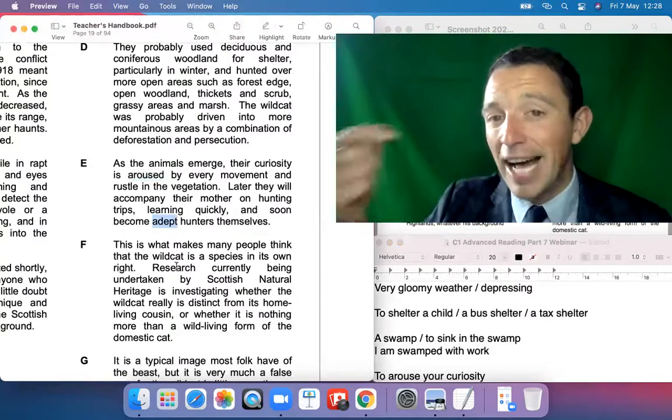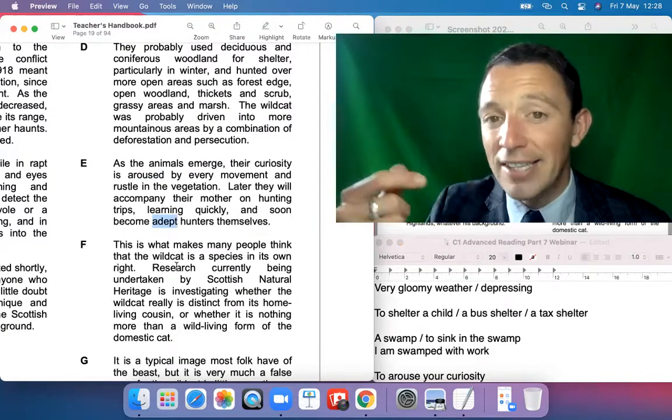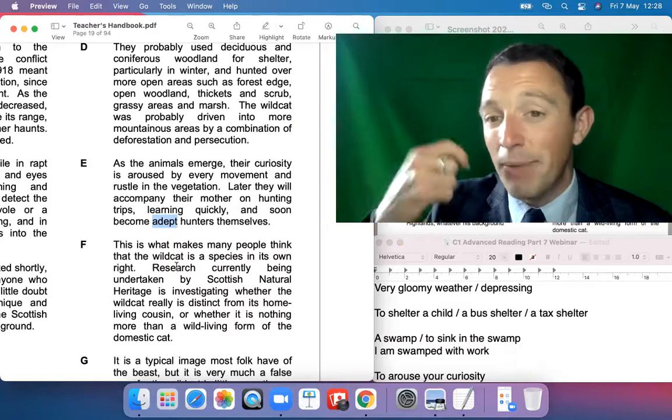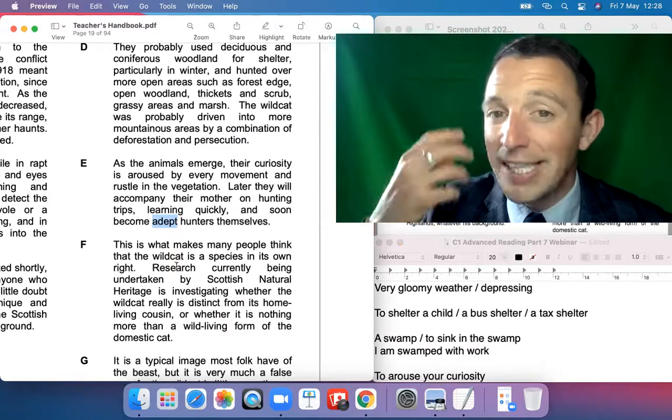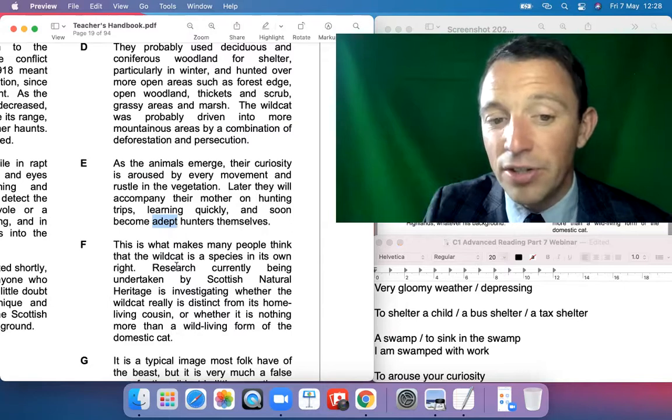If you're very adept at something, you're very talented, you're very good. You're very adept at mathematics, you're very adept at painting, you're very talented, you're very skilled, you're very good.